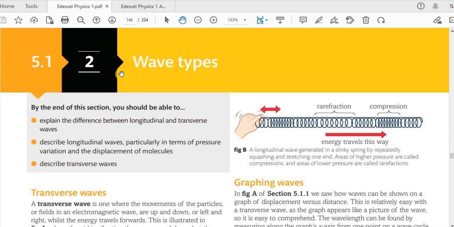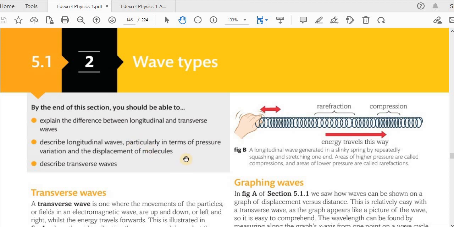The next topic is chapter 5.1.2, wave types. By the end of this section, you should be able to explain the difference between longitudinal and transverse waves. In the O-level class, the IGCSE class also, you would have learned about longitudinal waves and transverse waves. So here also we will see them, but in a little more detail than what you learned in the O-level class.